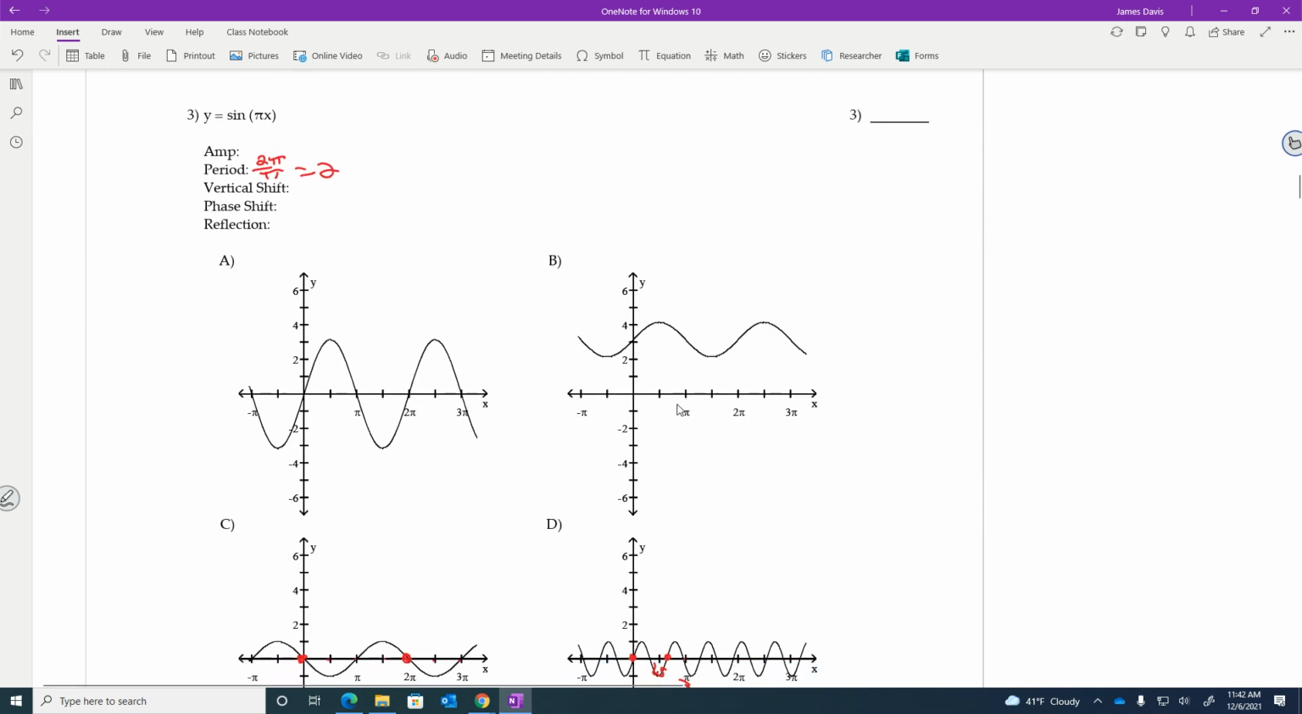Number 3, amplitude is 1. Period is 2. And I think I pretty much already told you the answer. It was D for this one. The period there is between like pi over 2 and pi.